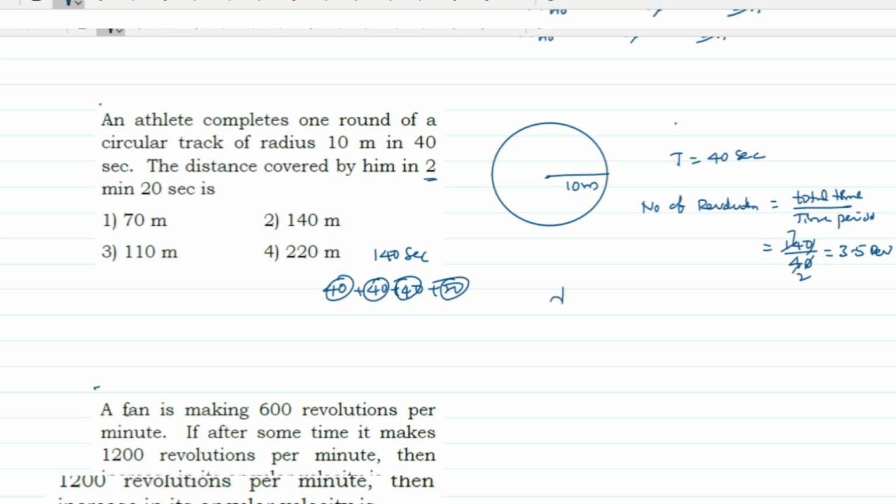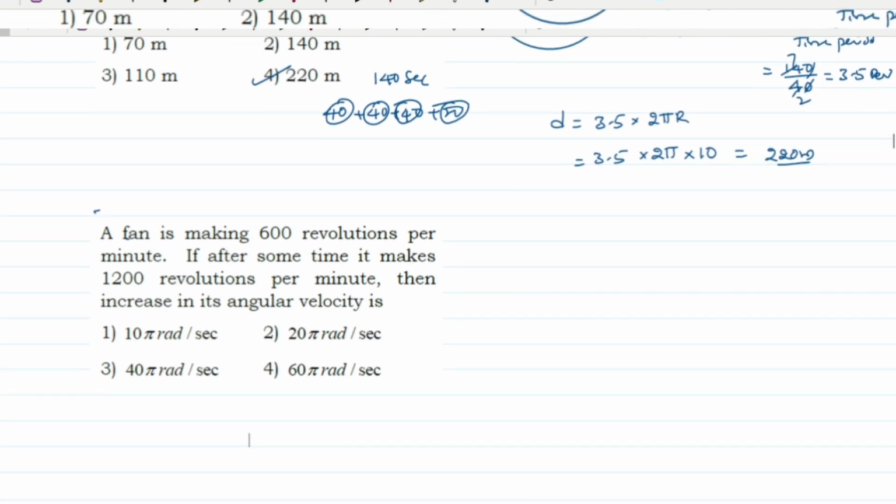Now distance covered is nothing but the number of revolutions into the circumference. That is 3.5 into 2 pi r. So 3.5 into 2 pi into radius. Radius is 10 meter, which is given. Together the value we will be getting is 220 meter. Let us see the next question.